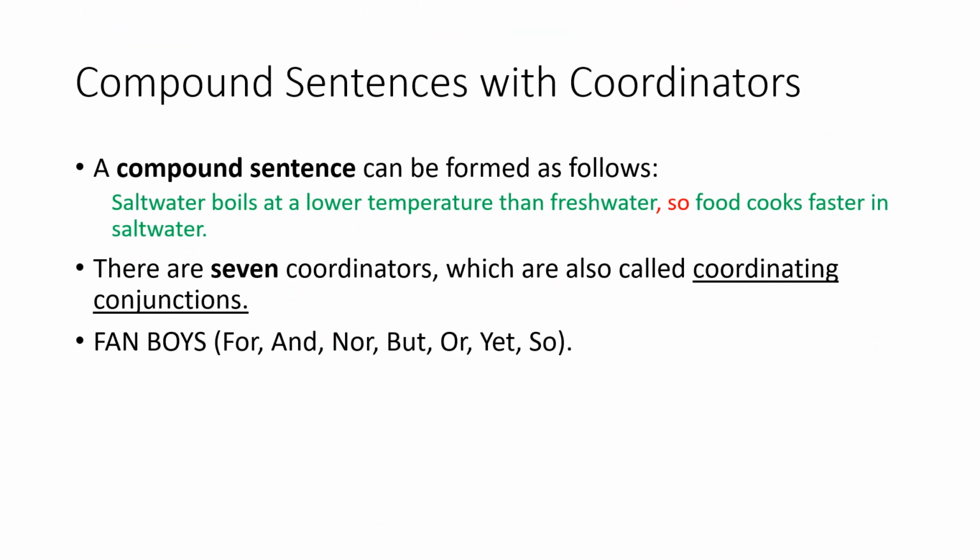Sentences with coordinators. A compound sentence can be formed as follows. Salt water boils at a higher temperature than fresh water, so food cooks faster in salt water. There are 7 coordinators, which are also called coordinating conjunctions. We call them the FANBOYS: for, and, nor, but, or, yet, so.